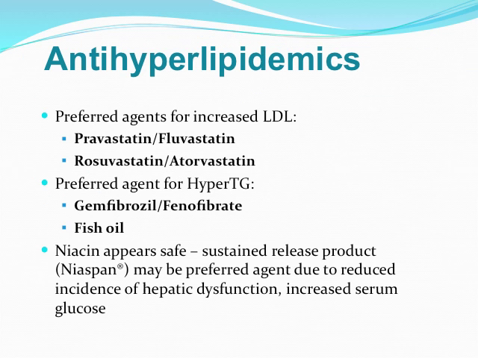They're okay with HIV infected patients. Fish oil, we always forget about fish oil, but fish oil is a potent agent for triglycerides, and it's benign. So if they can take it and tolerate it, don't forget to offer fish oil too. And the niacin appears safe. The sustained release product may be the preferred agent due to reduced incidence of hepatic dysfunction and increased serum glucose.